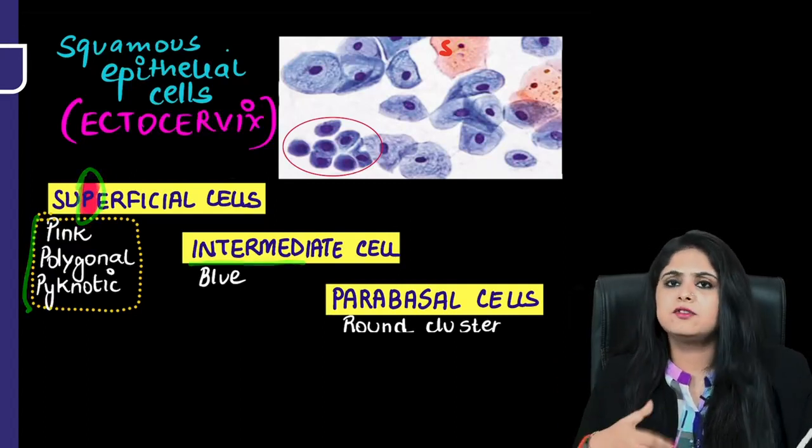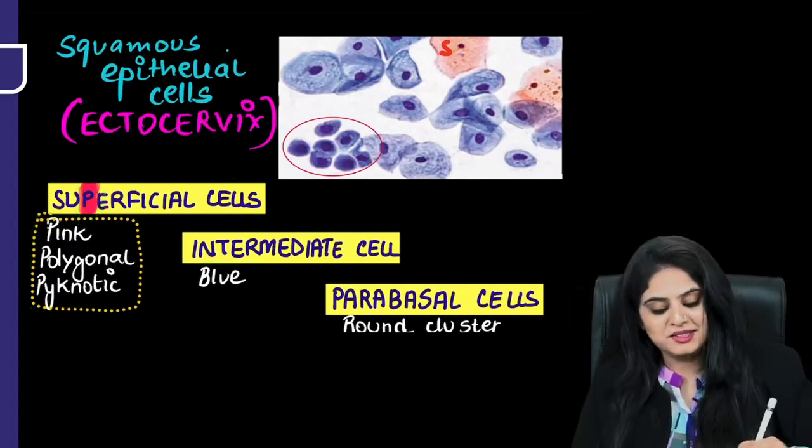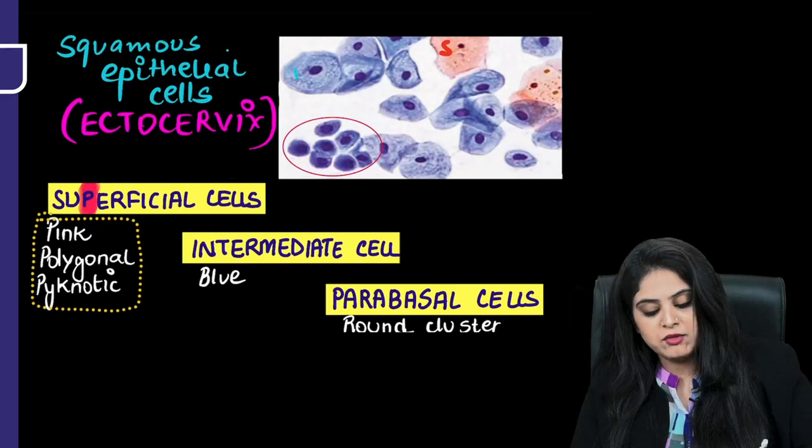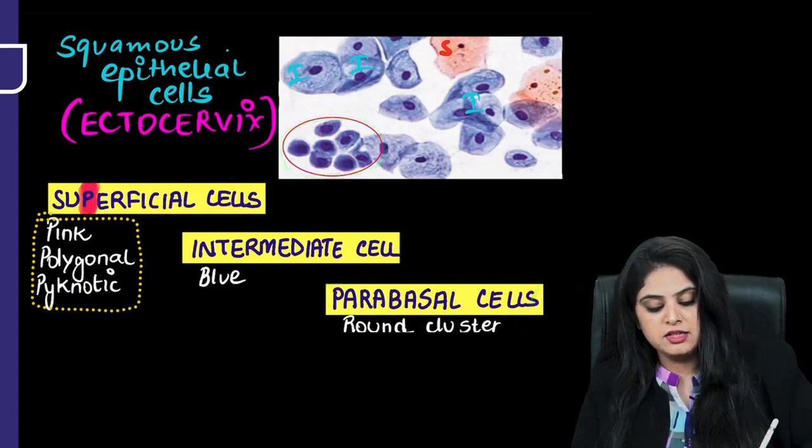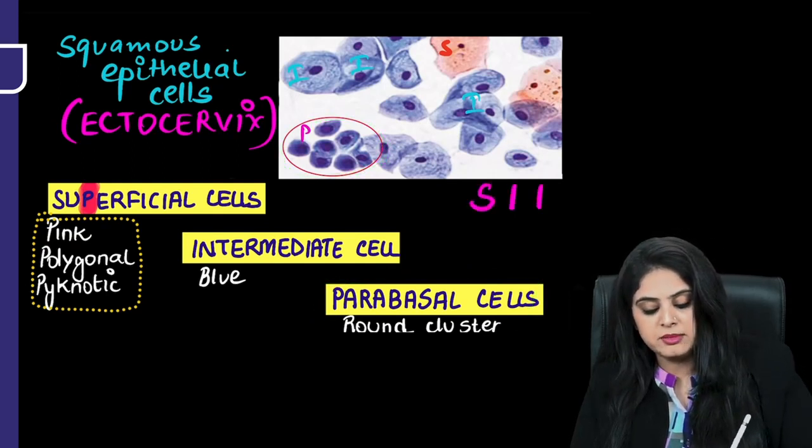What is intermediate? Of course, it will be blue. One is pink, the other one is going to be blue. So all these blue colored cells over here are intermediate. And finally, what is at the base? Parabasal. They are always going to be present in the form of a cluster. So parabasal cells are clusters. So remember SIP: superficial, intermediate, parabasal.